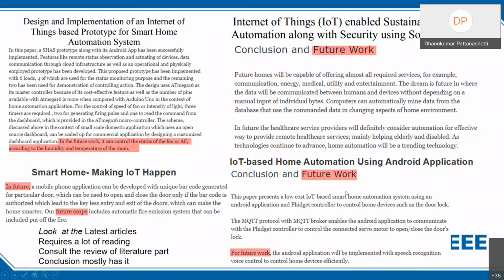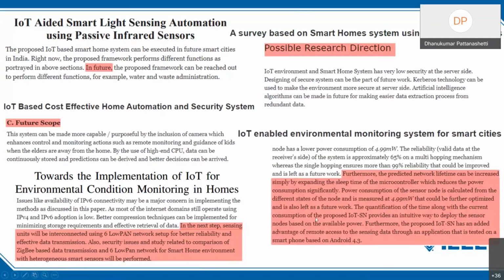So please do look at the latest articles. Obviously it requires a lot of reading. You need to consult the review of literature part, and mostly the conclusion has this. The review of literature will give you a review of what has happened in the past with respect to this area of interest. Likewise, some more examples for all of you. Look out for the future scope, or future possible research direction, etc. In future, these key terms will let you know that these are the areas. So you need to reconfirm whether somebody has worked on it. If nobody has worked on it, they are up for grabs for all of you, and you can probably come out with a project here.